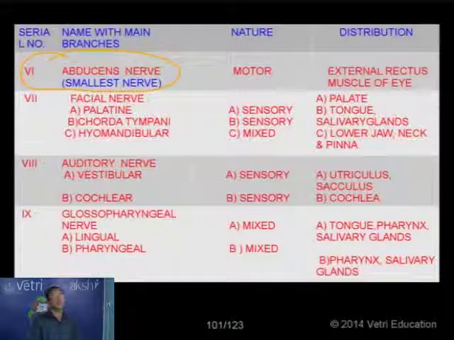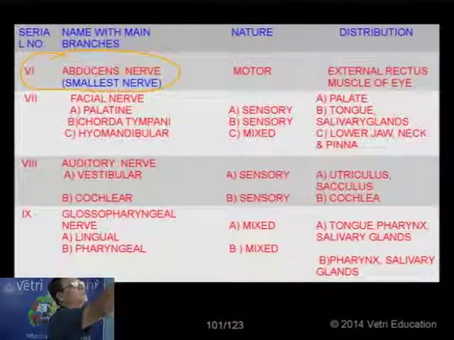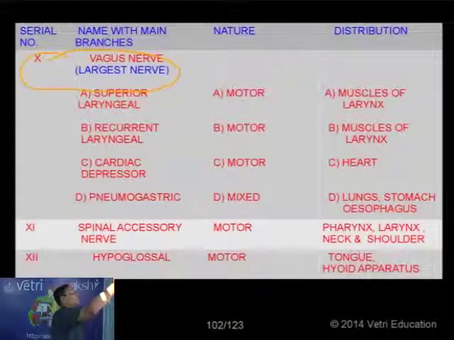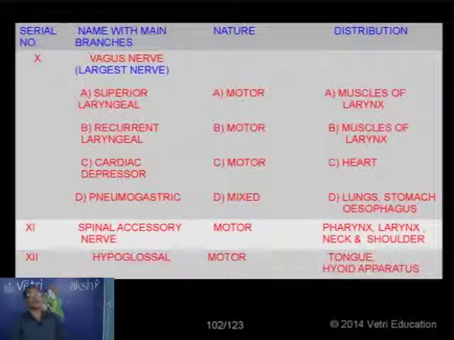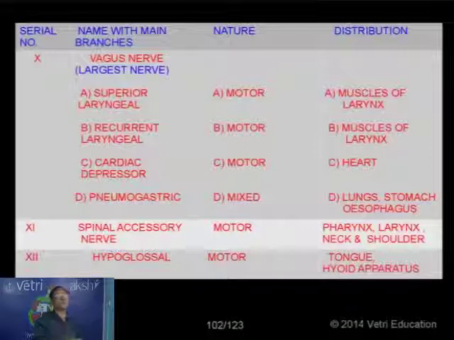Now the 9th one, we have the 5th one, 7th one and 9th one, these are all the mixed nerves. The 9th cranial nerve is called glossopharyngeal because it is the one which supplies branches to the tongue. So it includes lingual and pharyngeal branches. So 5, 7, 9 and 10, these are all actually the mixed nerves. Now the 10th cranial nerve is the largest nerve and the most important nerve.